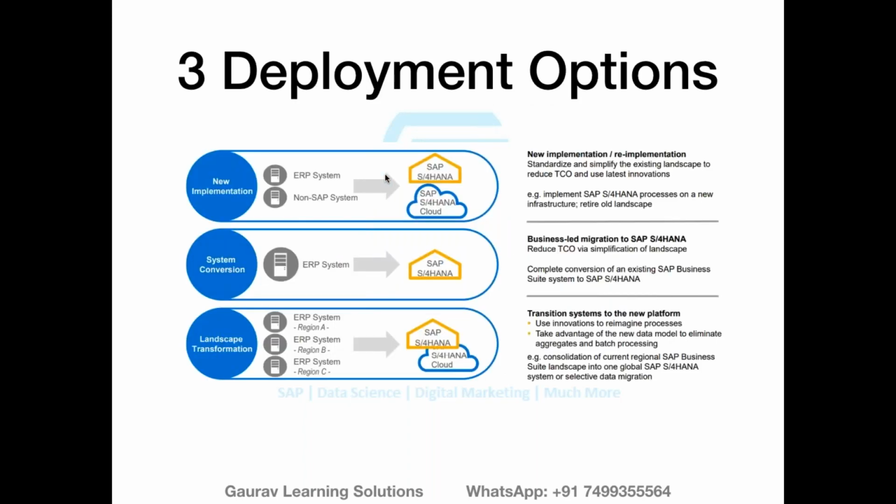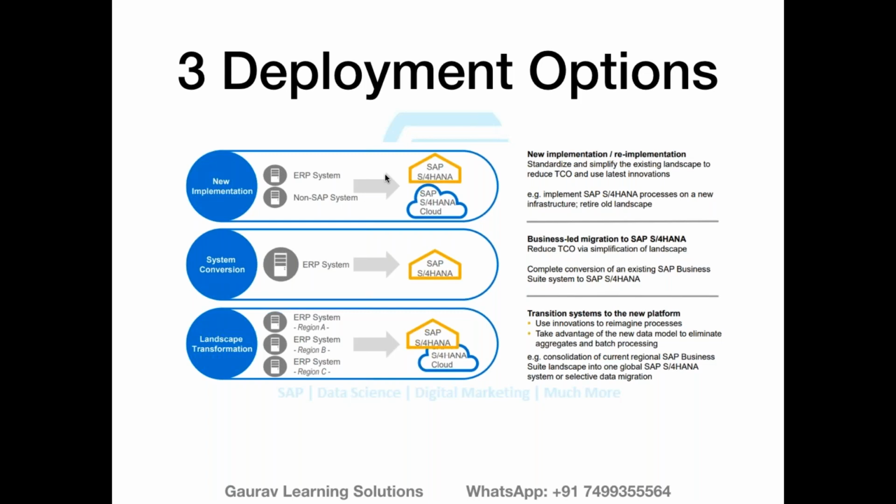Now coming to the business cases, we will understand when the customer will go for new implementation, when the customer will go for system conversion, and in which cases customer may go for landscape transformation, and again within landscape transformation there are different use cases, out of which we are going to focus on central finance. So let's take it one by one.